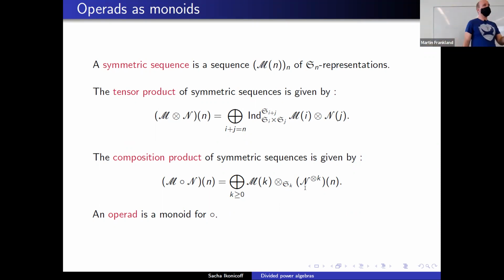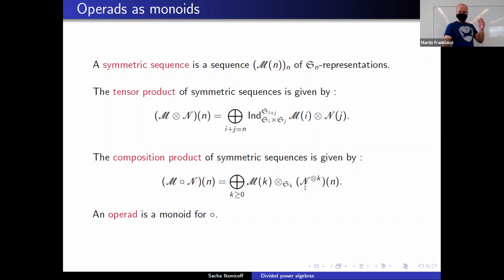Correct, your symmetric sequences start with index 0. Yes, and they're integers. Exactly. There are definitions without the integer 0, but I'm still using the 0 because all the articles that I used had the 0. Anyway, the categorical definition of an operad is that of a monoid for this particular composition product.